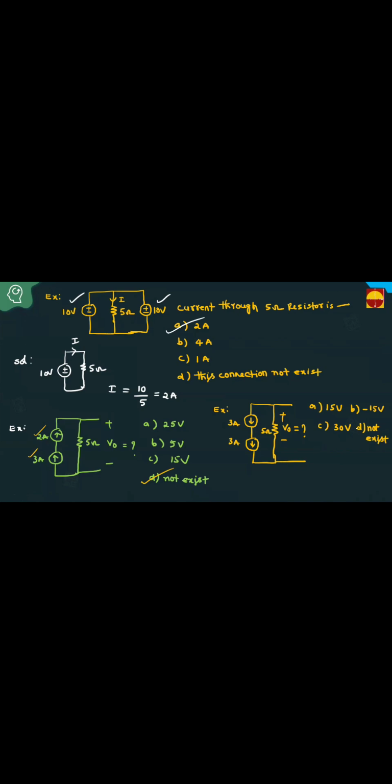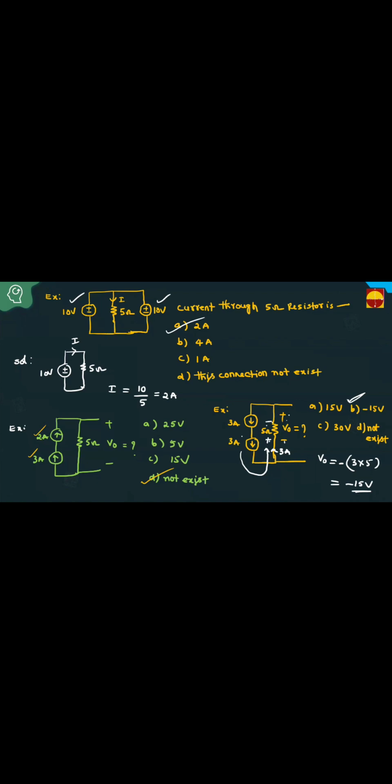Option B. Very good, it's minus 15 volts. That is correct. 3 amperes and 3 amperes in series, the resultant is 3 amperes only, not 6 amperes. The current direction is given like this. According to the current direction, this is plus, this is minus. Then V0 is 3 into 5. But this polarity and the given polarity are opposite, so you have to take minus. This is minus 15 volts.